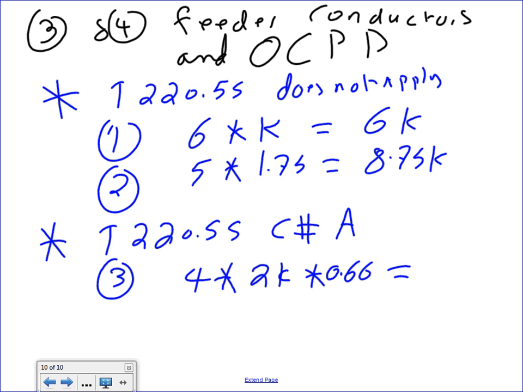While he's working, I'm going to do number 4. Number 4 is the same thing. How many do I have of them? I have 3 of them. Multiply each one of them by what? By 3K. So I have 3 multiplied by 3K.